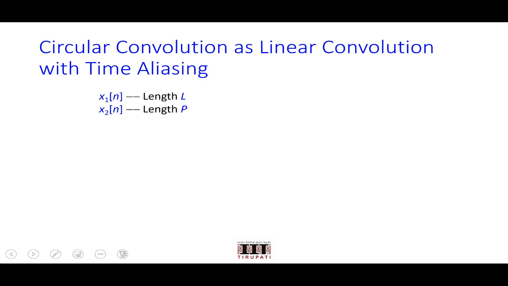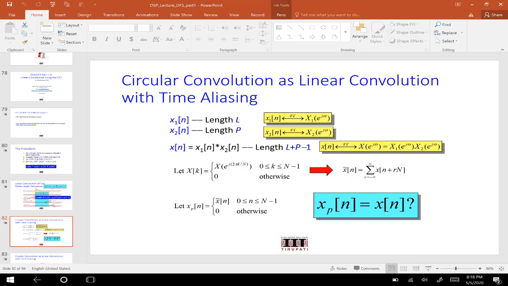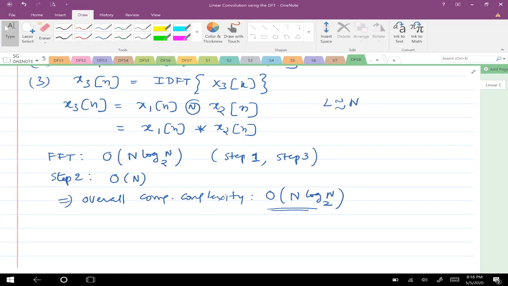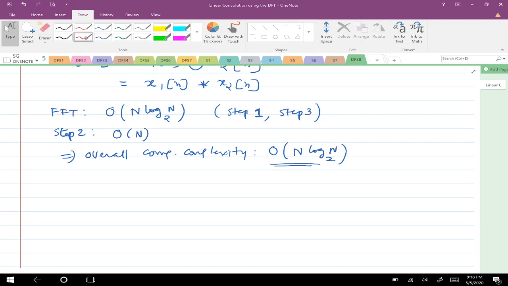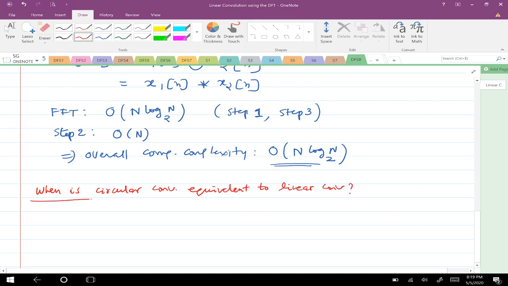Now let me come back to figuring out when will be the circular convolution. So the question that we are going to take a look at now is, when is circular convolution equivalent to linear convolution? Okay, that's what we are going to take a look at now.